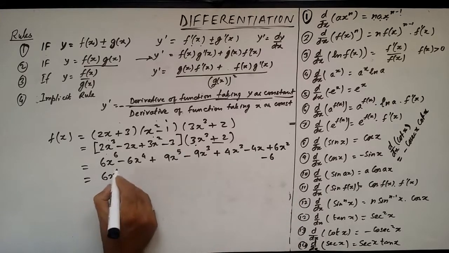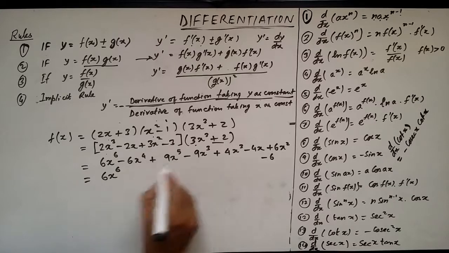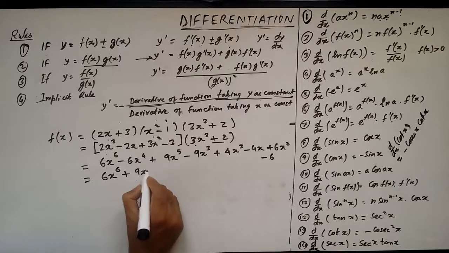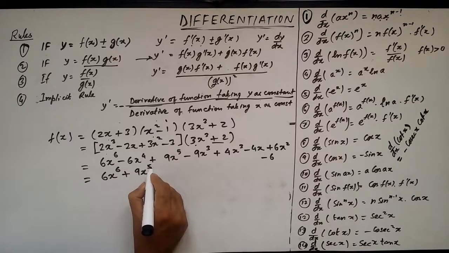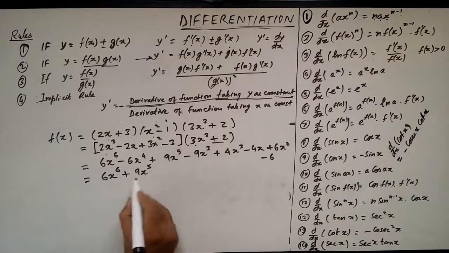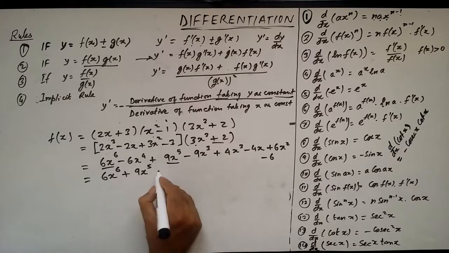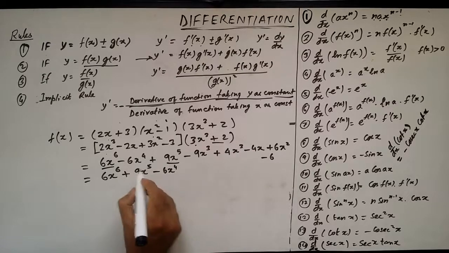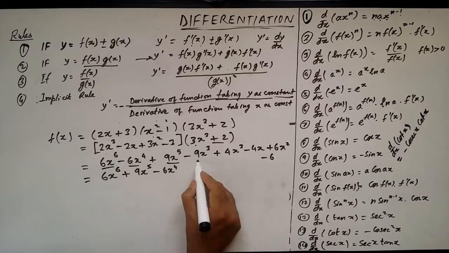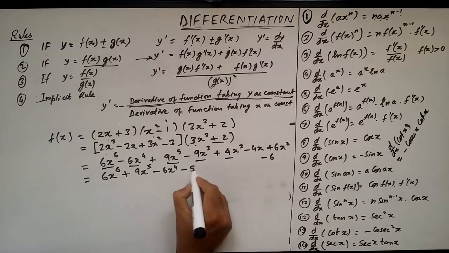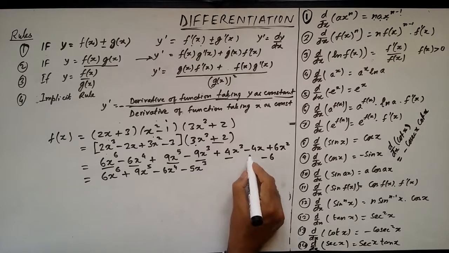So let's group all the terms together and put them in the correct order of decreasing powers. So 9x to the power 5, 6x to the power 6 is there. Now for x to the power 4, this is minus 6x to the power 4. There is only one term. Now for x cubed, there are two terms. So minus 9x cubed plus 4x cubed is minus 5x cubed.